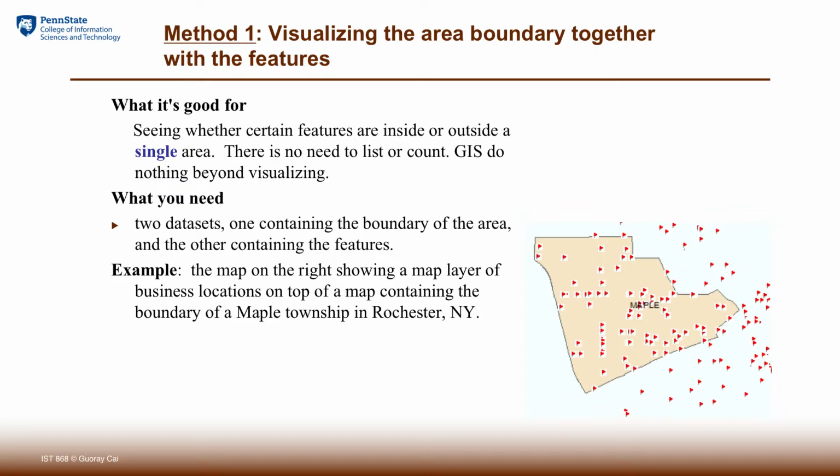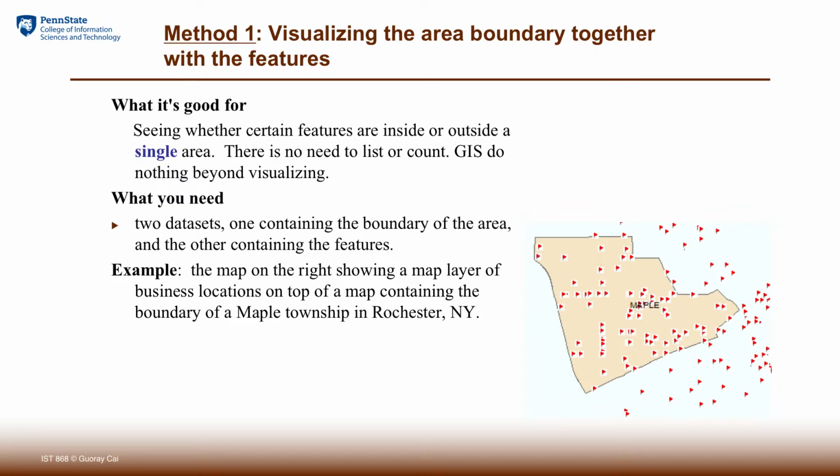The first method applies to the case that you just want to look at whether there are certain features inside the area and just get a general idea of how much. You don't need a very accurate report in that case. So that's more of an exploratory understanding. In this case, you don't really need to do too much calculation. Instead, what you do is highlight or make sure that the area of your study is very clearly indicated and represented on your map.